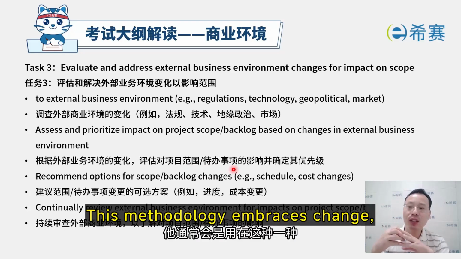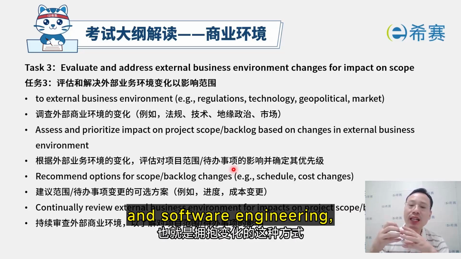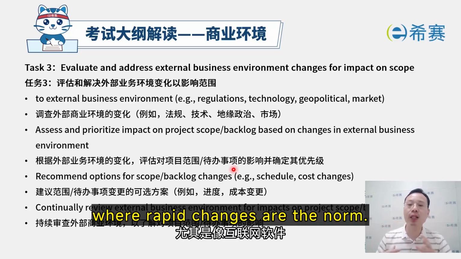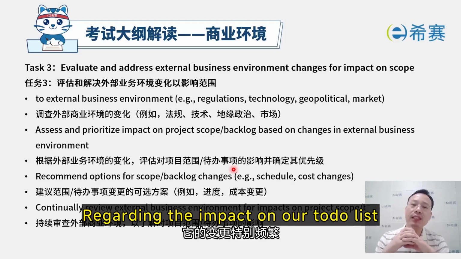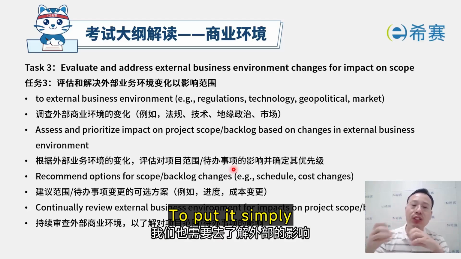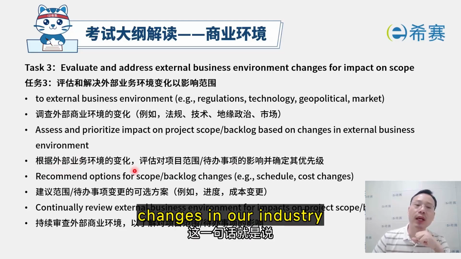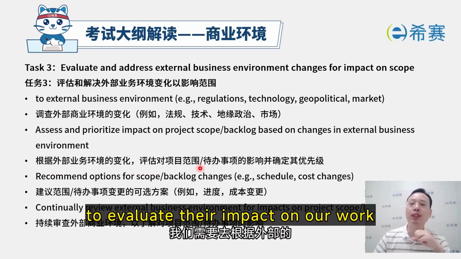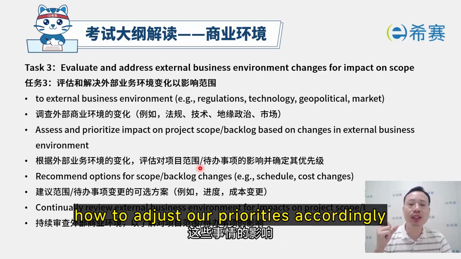This methodology embraces change, particularly in sectors like web development and software engineering, where rapid changes are the norm. We must be ready to embrace change. Regarding the impact on our to-do list, we must consider external factors. These factors affect our current projects. To put it simply, we need to consider external changes in our industry to evaluate their impact on our work and ongoing projects. Then we can decide how to adjust our priorities accordingly.